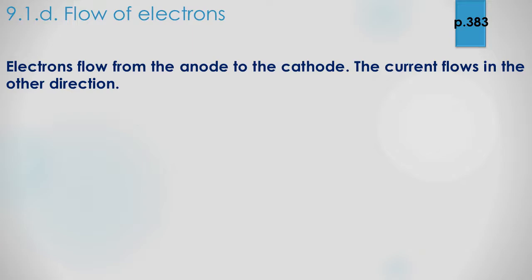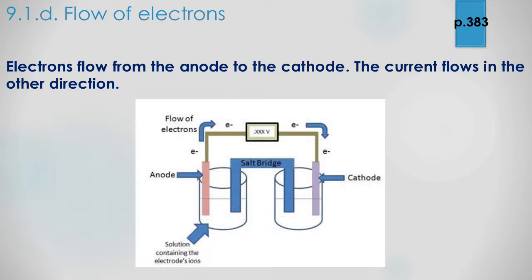Now, how do the electrons flow in an electrochemical cell? As you might have predicted, electrons flow from the anode to the cathode. So as you can see, this is the anode, the most reactive metal. The metal with the more reducing power is placed at the anode, and the electrons will go from the anode to the cathode. Now, once the electrons are moving in one direction, the current will move in the opposite direction. So the current will flow from the cathode to the anode.